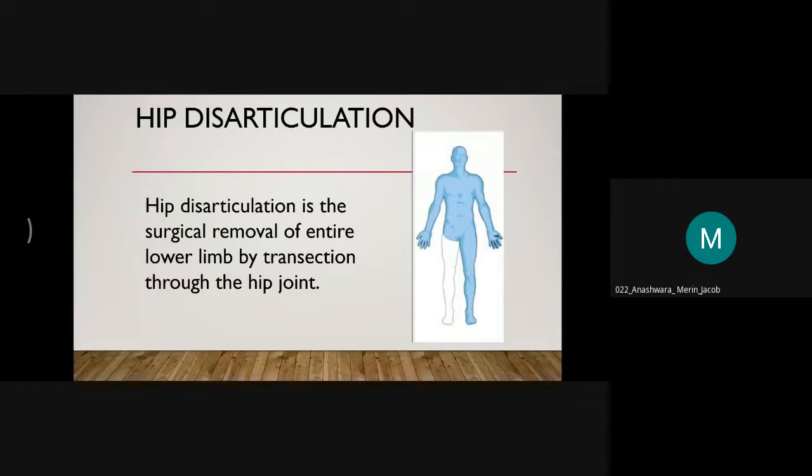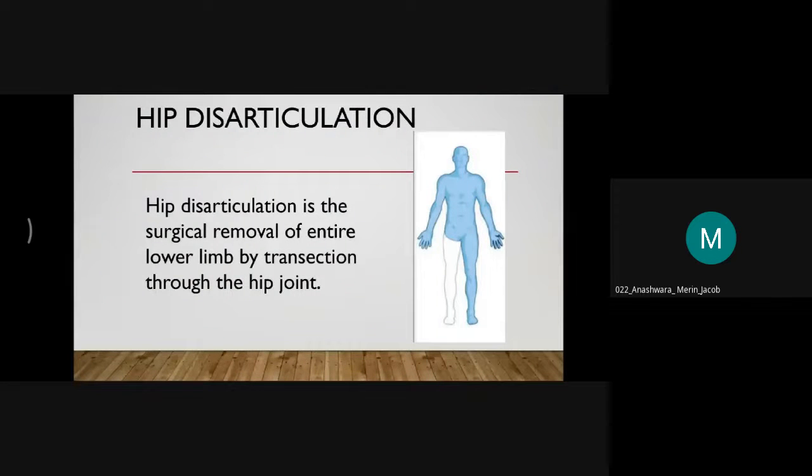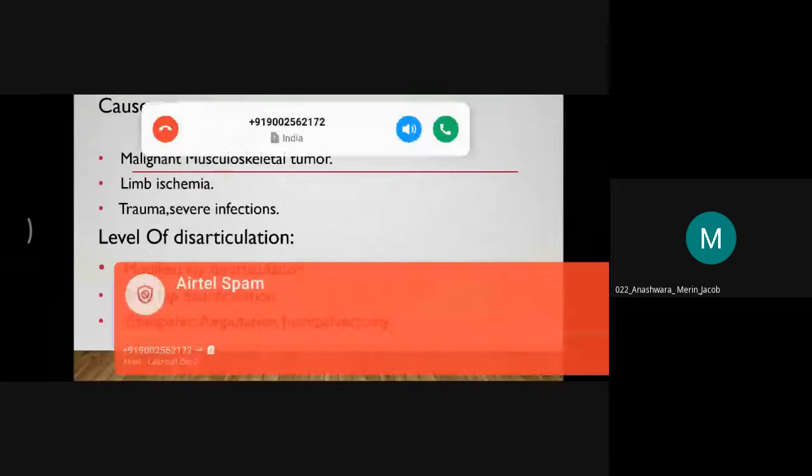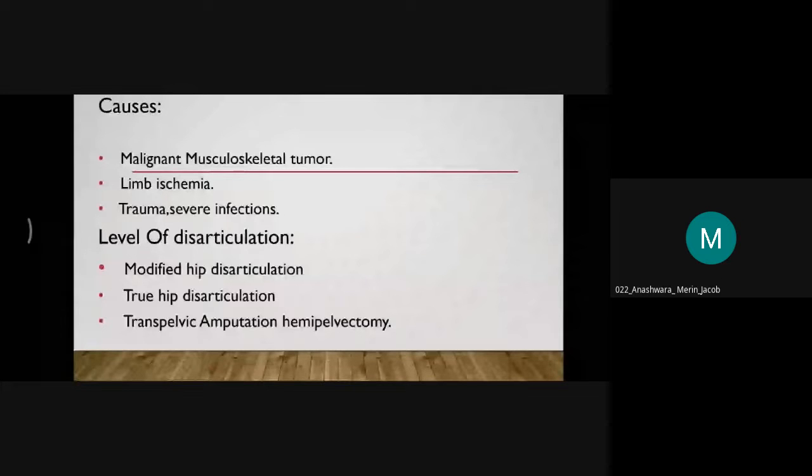So the hip disarticulation is nothing but plucking the head of the femur outside of the socket in the hip. Hip disarticulation is the surgical removal of the entire lower limb by transection through the hip joint. The causes, as I said, we already know: it can be done for trauma, ischemia, severe infections, and tumors. The levels of disarticulation are different in case of the hip. There is a true hip disarticulation, a modified hip disarticulation, and the transpelvic amputation.